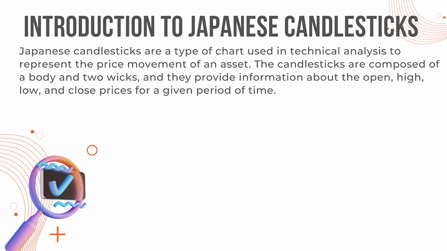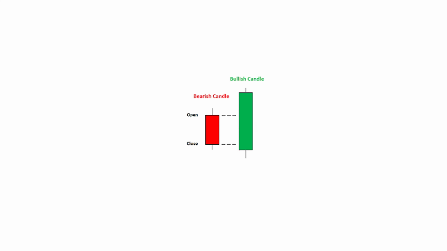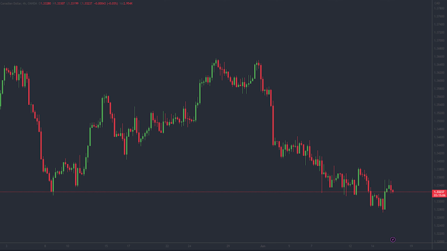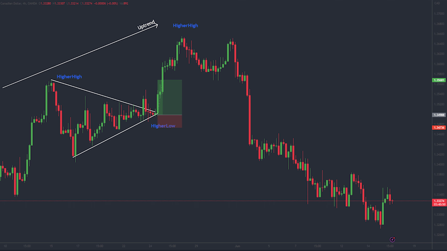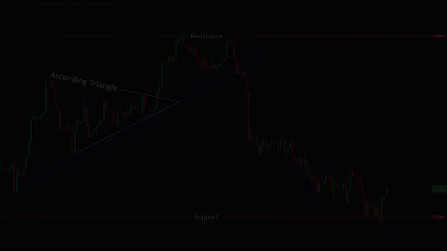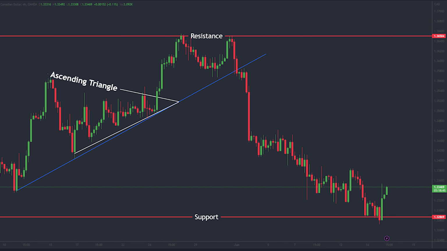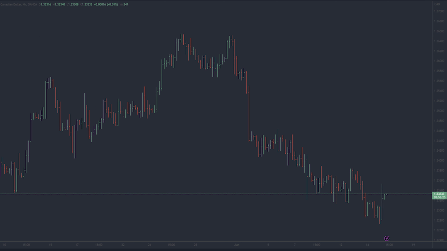Japanese candlesticks are a type of chart used in technical analysis to represent the price movement of an asset. The candlesticks are composed of a body and 2 wicks, and they provide information about the open, high, low, and close prices for a given period of time. Each candlestick represents a single period of time, such as a day or an hour, and can be used to identify patterns and trends in a security's price action. Candlestick charts are popular among traders because they provide more visual information than traditional bar charts, making it easier to identify trends and potential reversal points.